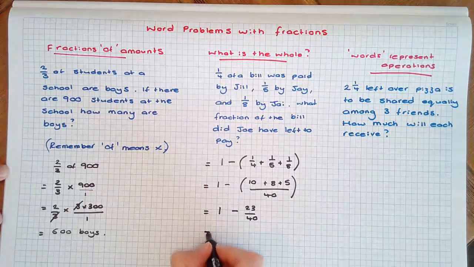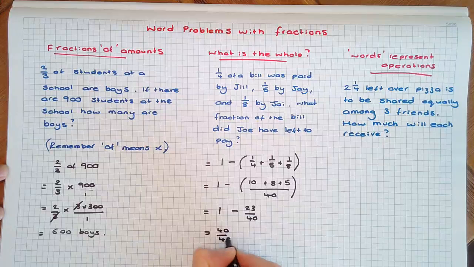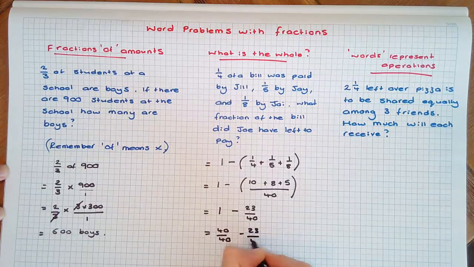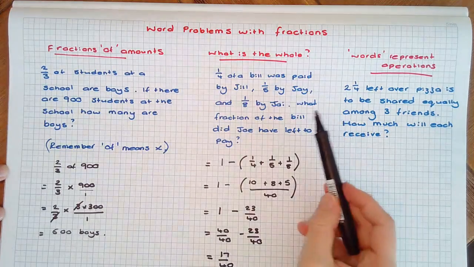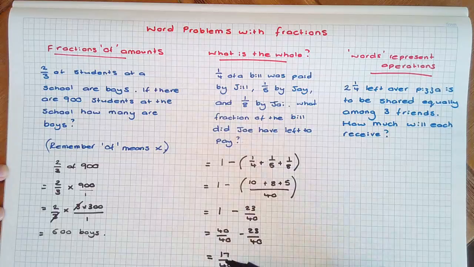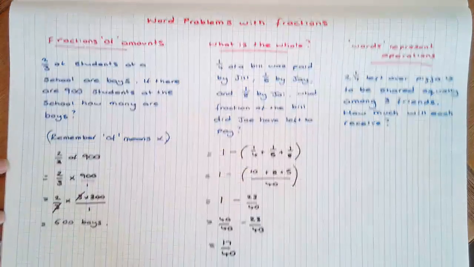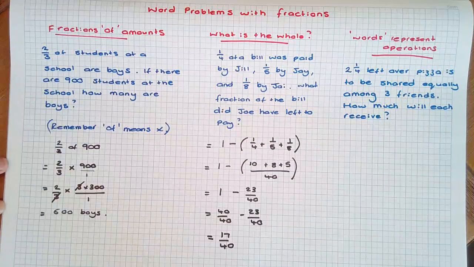Now, 1 whole is 40 over 40. Taking away 23 over 40, they now have common denominators. 40 take away 23 is 17 over 40. That is, Joe will have to pay 17/40 of the bill that's remaining.